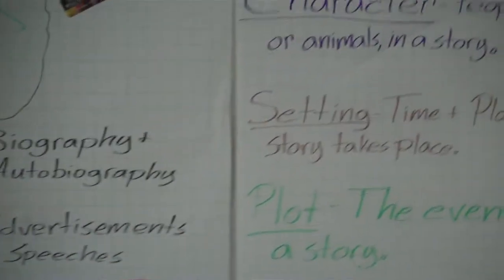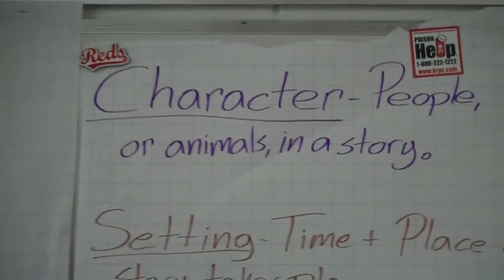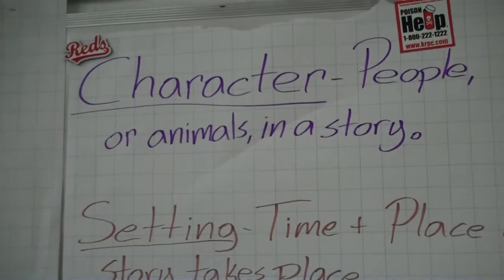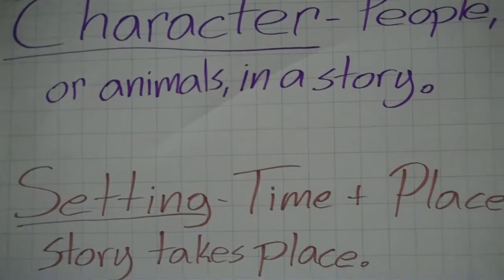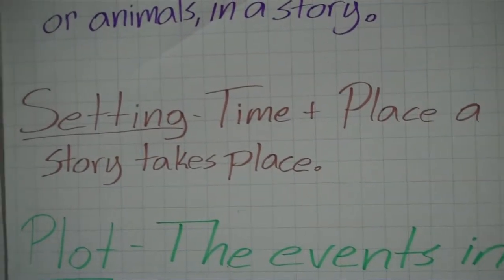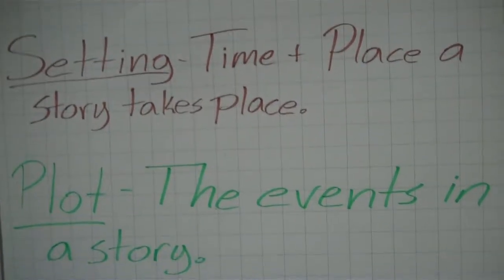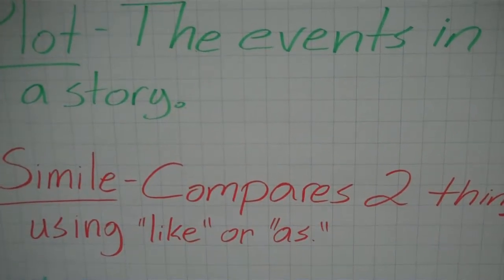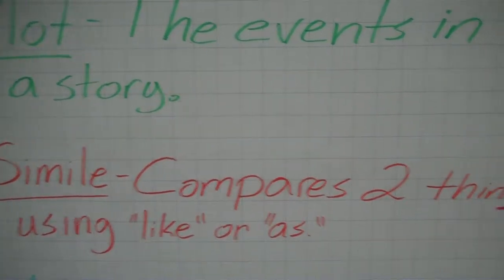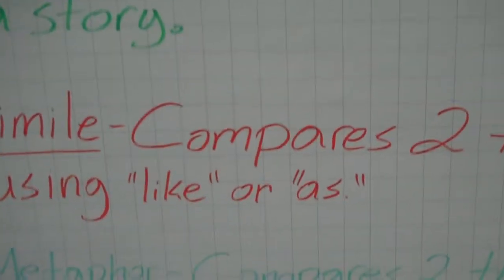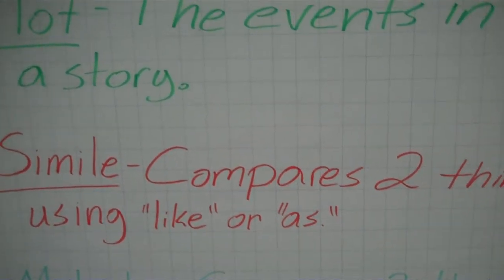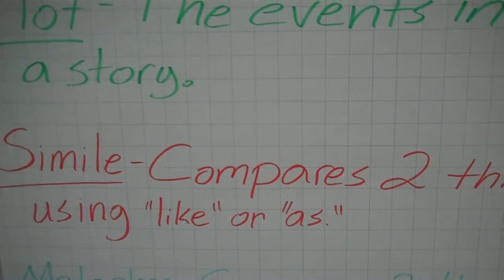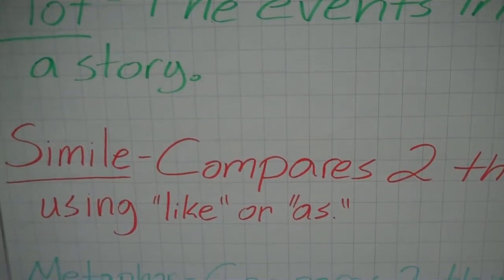Moving on, I'm going to talk about some of the things we're going to go over in reading this year. Characters, I know this is basic, but you would be surprised at the number of students that struggle. Characters are people or animals in a story. The setting is the time and place a story takes place. The plot is the events in the story. A simile, okay, this kind of jumps into figurative language. A simile compares two things using the words like or as. You might say the boy is fast as a horse. We used the word as and we compared the boy to the horse. That would be a simile.